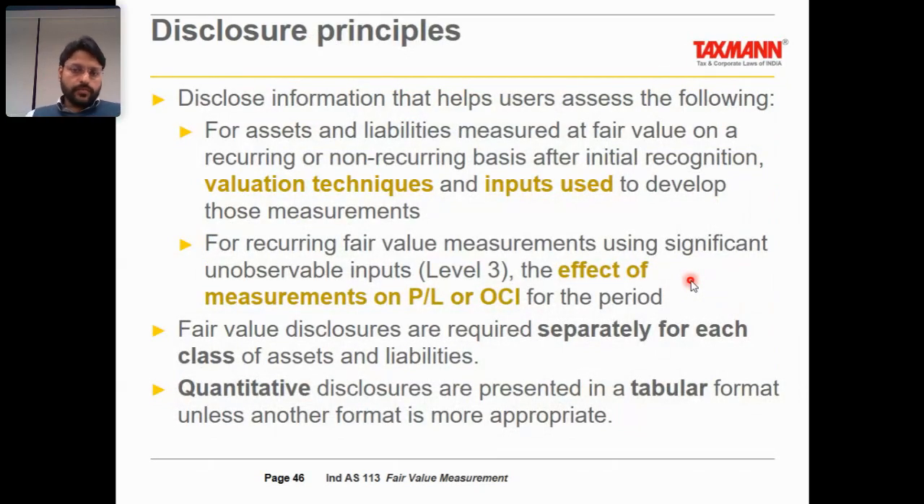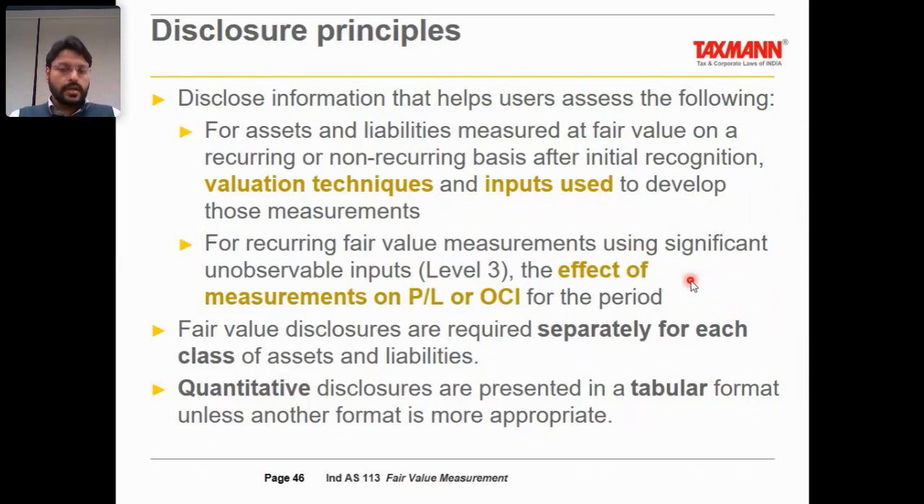Now, disclose information that helps users. So disclosure is, of course, for the users of the financial statements. What I need to disclose is which valuation technique I have used and which inputs I have used to develop those measurements. Am I using unobservable inputs, level 3? If yes, what is the effect of those inputs on the measurements on the P&L or OCI, as the case may be?